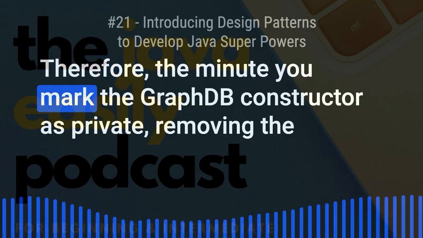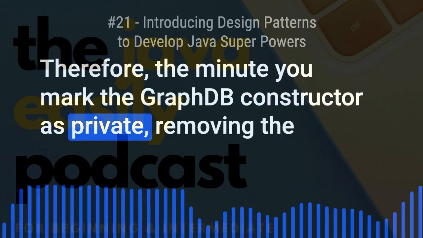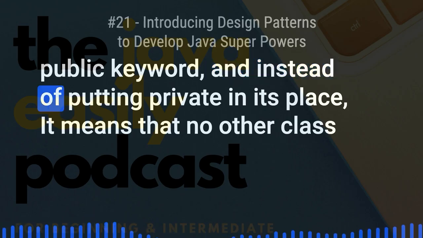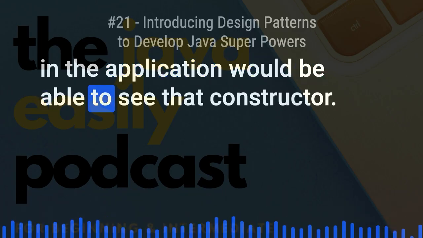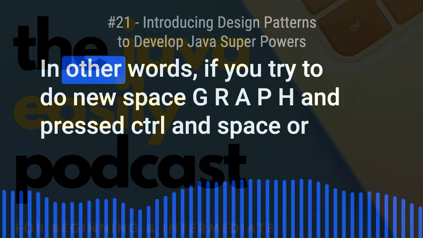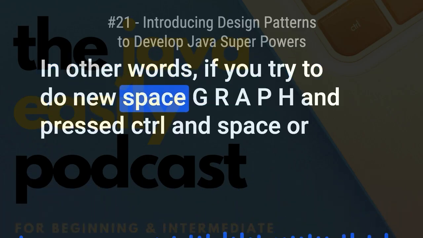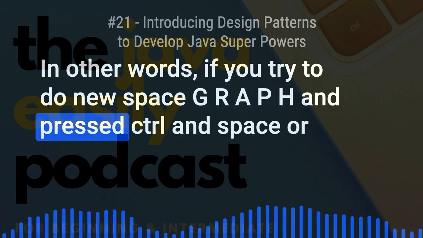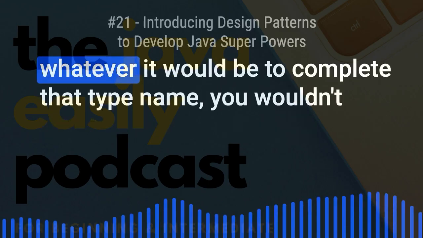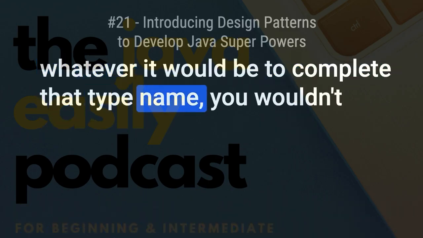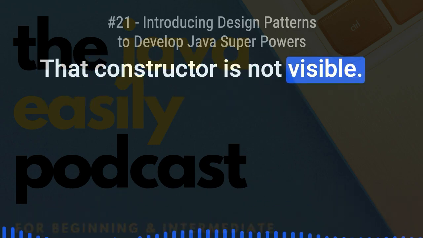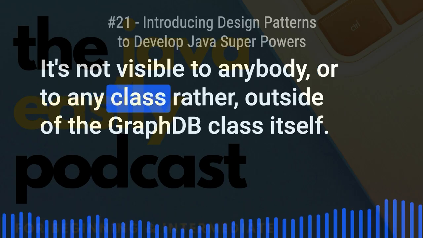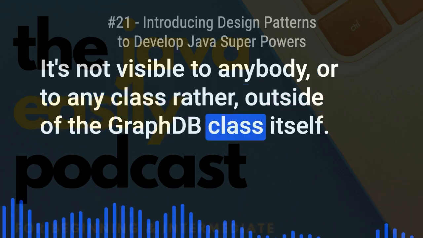Therefore, the minute you mark the GraphDB constructor as private, removing the public keyword and instead putting private in its place, it means that no other class in the application would be able to see that constructor. In other words, if you try to do new space GRAPH and press control and space to complete that type name, you wouldn't get GraphDB showing up there because that constructor is not visible. It's not visible to any class outside of the GraphDB class itself.